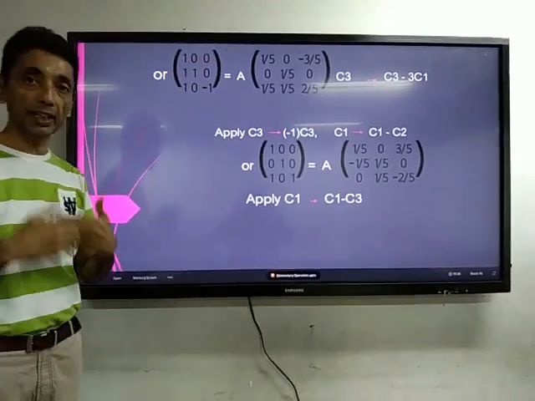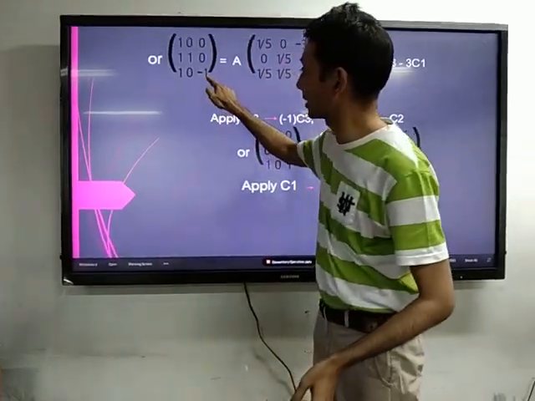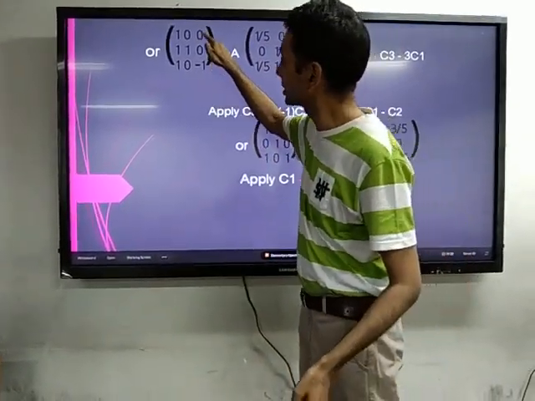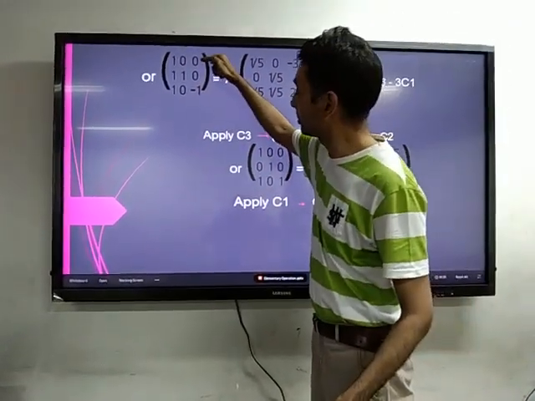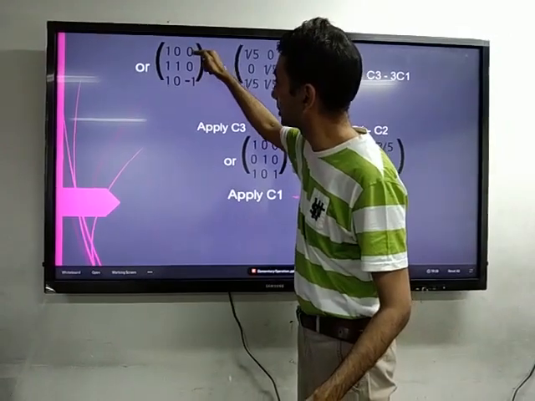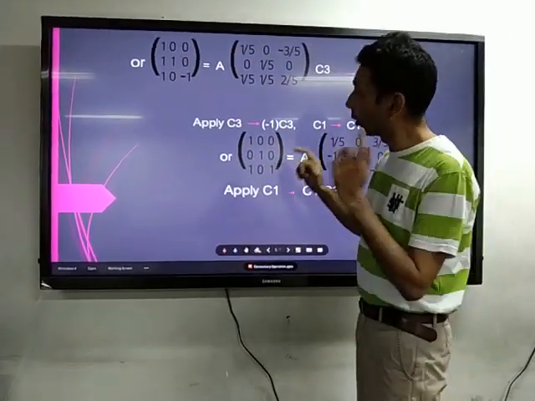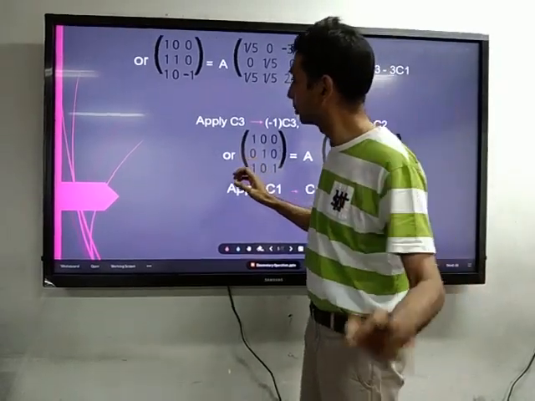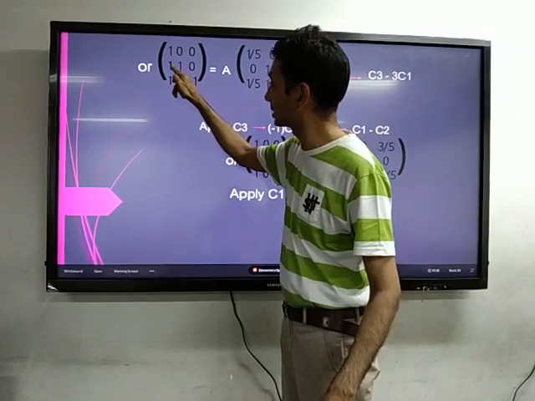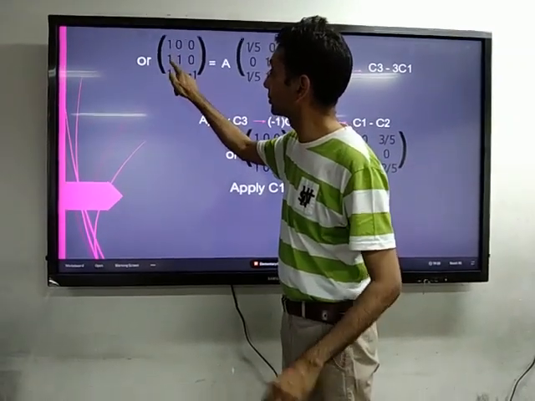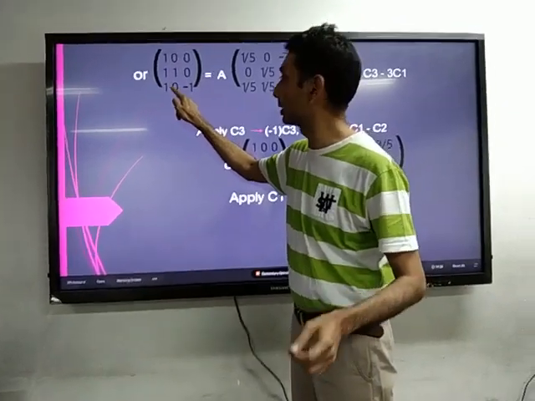So the next rule we are going to follow: how can you make this minus 1 as 1? You can simply multiply column 3 by minus 1. If you multiply column 3 by minus 1, it will be 0, 0, 1. Have you seen that? It is 0, 0, 1. Only in column 1 do we need to make changes: we need to make this 1, 0, 0. That means we need to make the 2,1 position element 0 and the 3,1 position element 0.